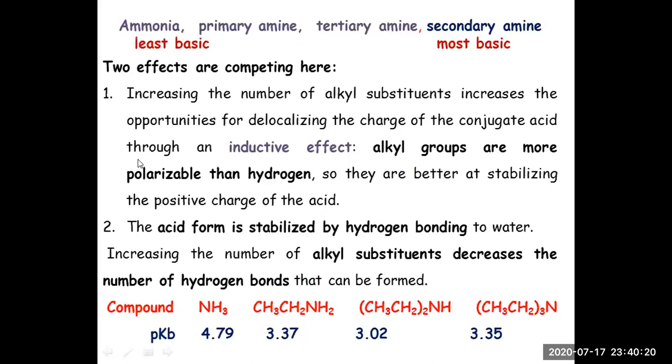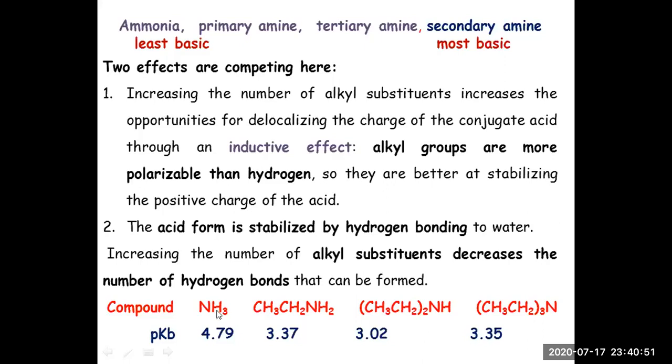Then it is generally observed that when we talk about strengths of bases, this is your ammonia, this is your primary amine, this is your secondary amine, and this is your tertiary amine. If you see their pKb values now, 4.79, 3.37, 3.02, and 3.35. What is the relation between pKb and the strength of base? Lower the value of pKb, stronger will be the base.